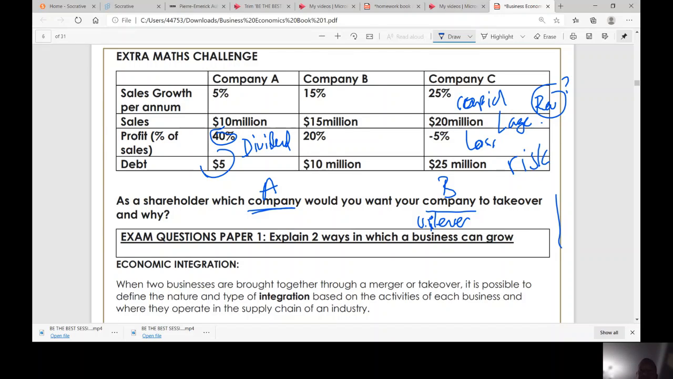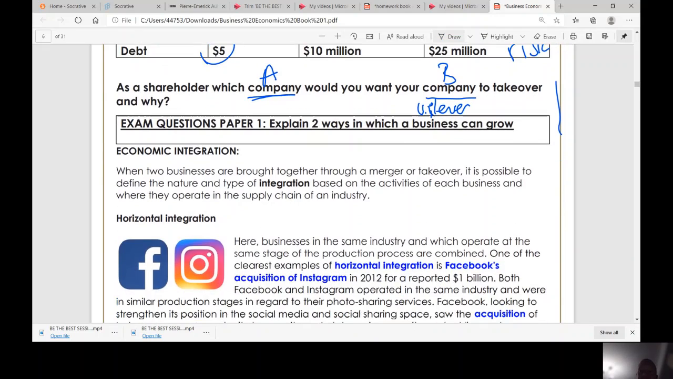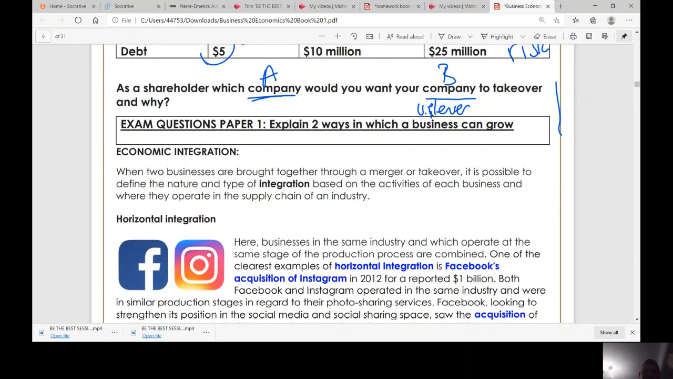If it was an exam question, so this is the exam question that was linked to the objectives of the lesson, which was explain 2 ways in which a business can grow. If that question does come up, the 2 ways that the examiner wants you to analyse this is to explain organic growth, and the way you explain organic growth is through that process of reinvesting retained profits.